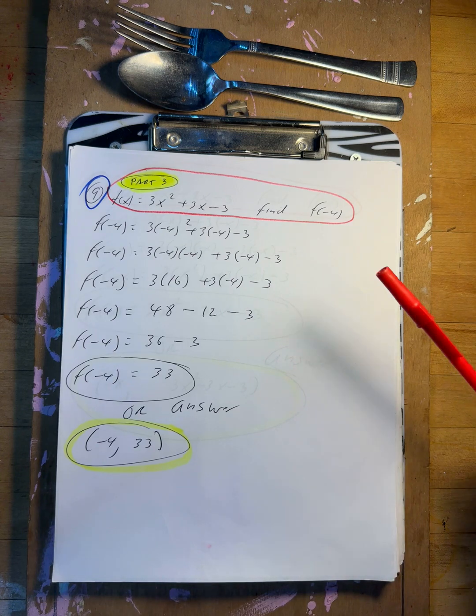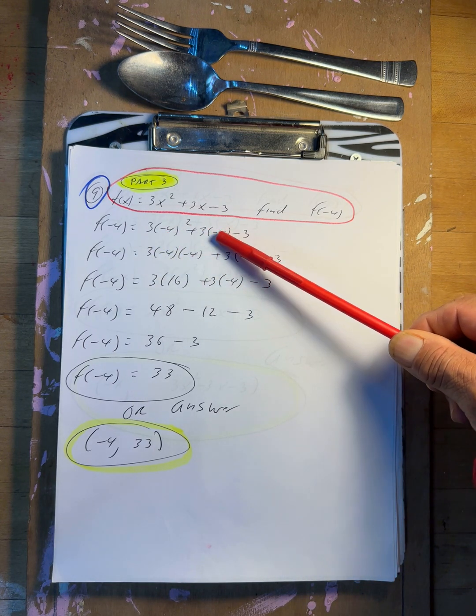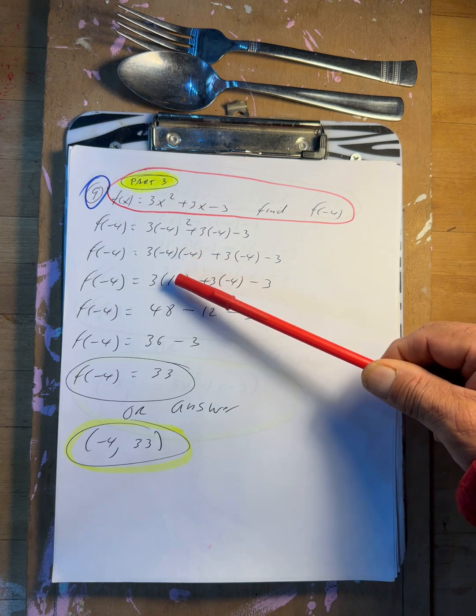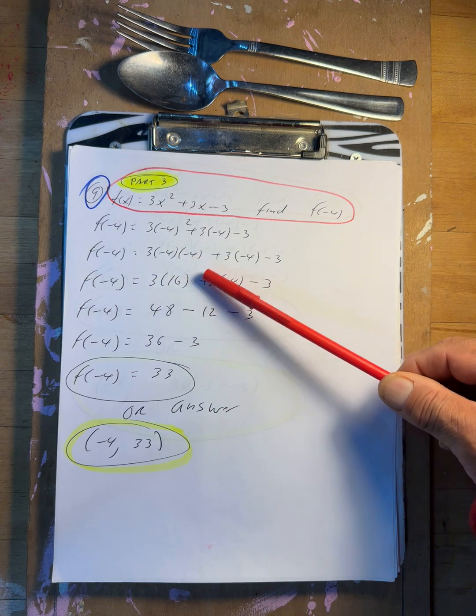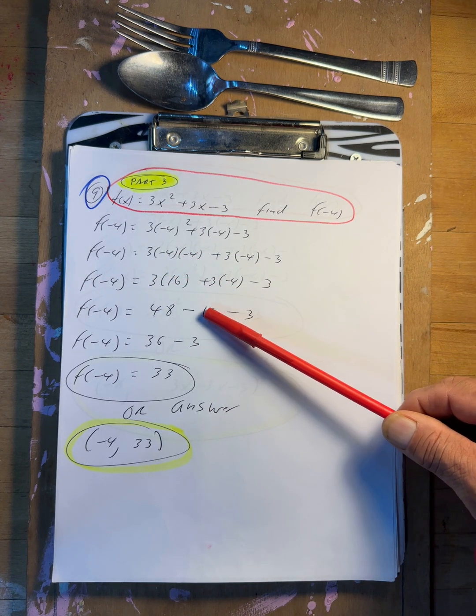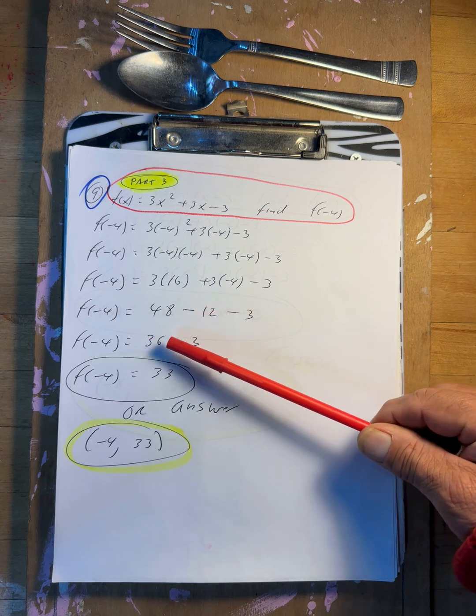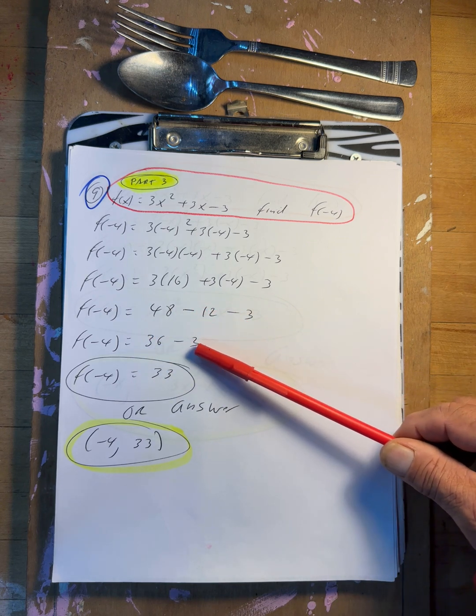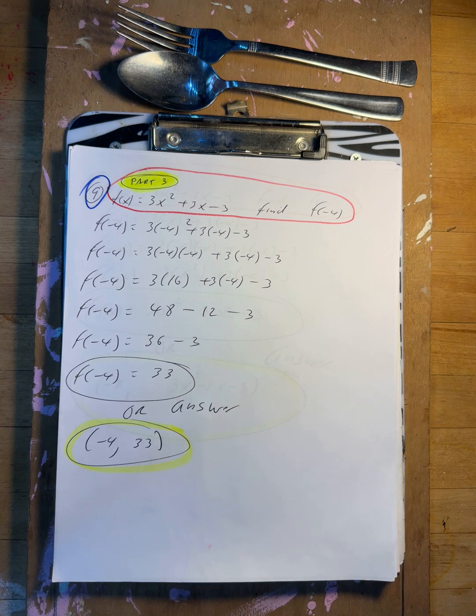Find f of negative 4. Put a negative 4 in there for the x. So negative 4 squared is 16. Times that, 48. This would be a negative 12. 48 minus 12 is 36, minus 3 is 33. So for negative 4, you get 33.